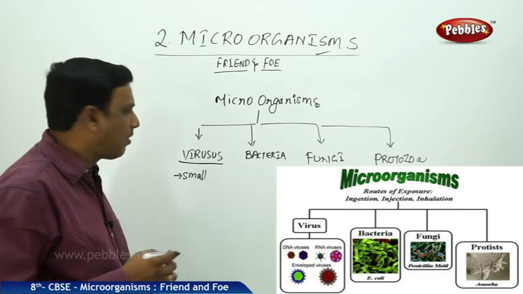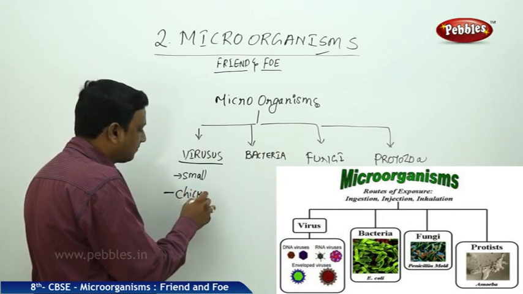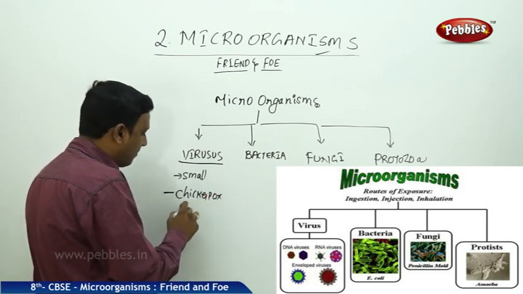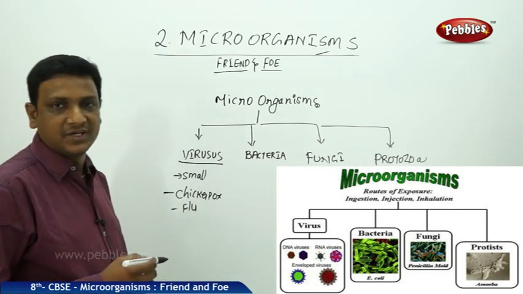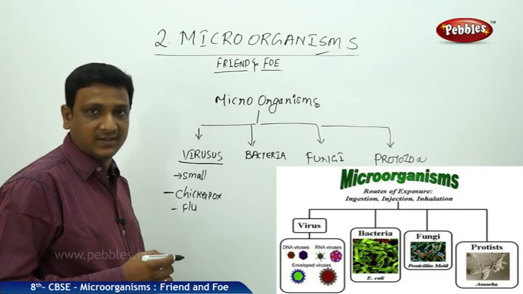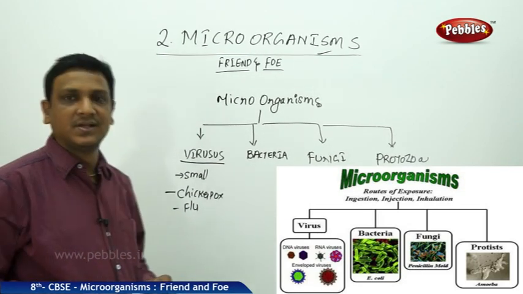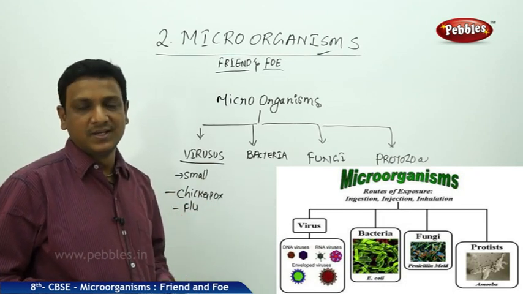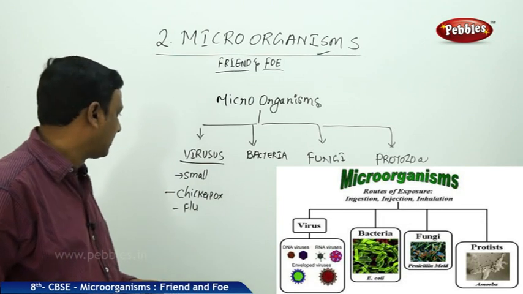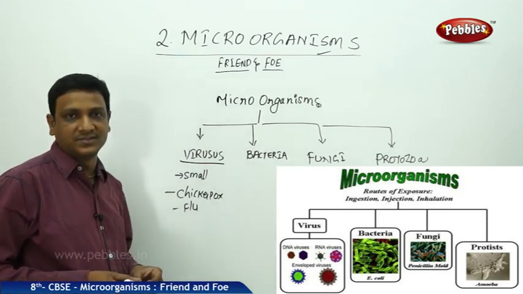And viruses cause many diseases. They cause chicken pox and common flu, viral fevers, and all these kinds of viral infections, polio. Polio is caused by a virus. Many of the diseases caused by viruses cannot be cured. Prevention is the only way to control viral diseases like chicken pox, flu, and polio. These are all caused by viruses.